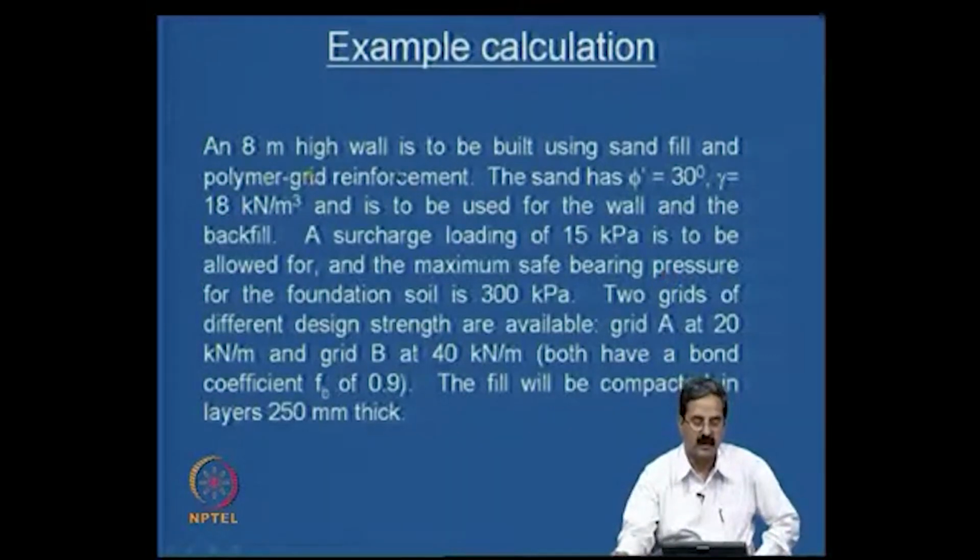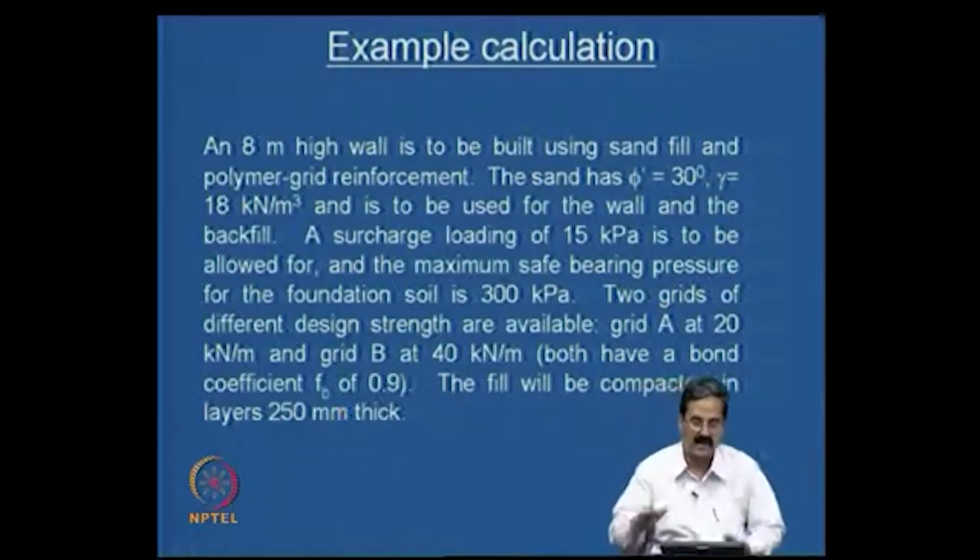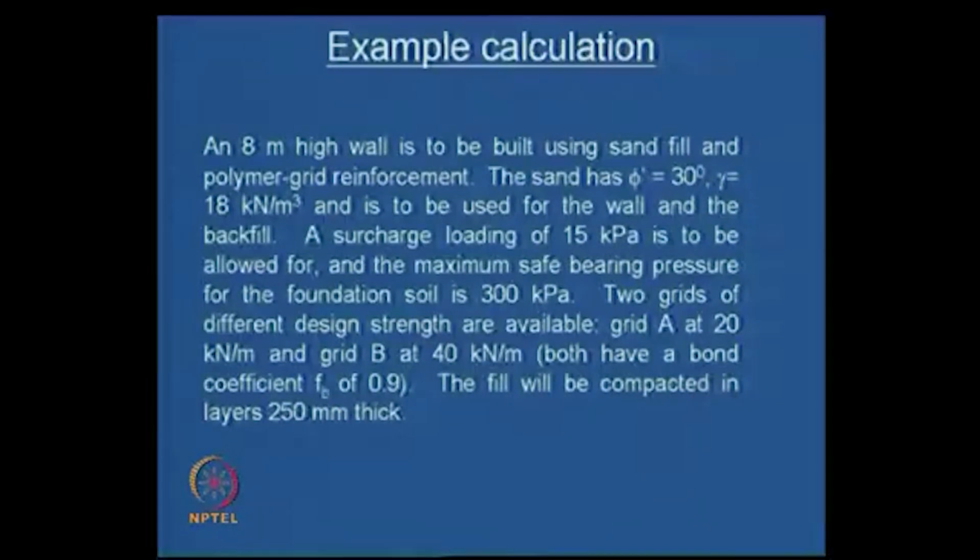We have an 8-meter high wall to be built using the sand fill and the polymer reinforcement. The sand has a friction angle of 30 degrees, bulk density is 18, and a surcharge load of 15 kPa is there, and the bearing capacity is about 300 kPa. You have two geogrids available, grid A 20 kN per meter and grid B equal to 40 kN per meter. Both have a bond coefficient of 0.9. Okay, these are all known. And then the fill has 250 millimeter compaction lifts.